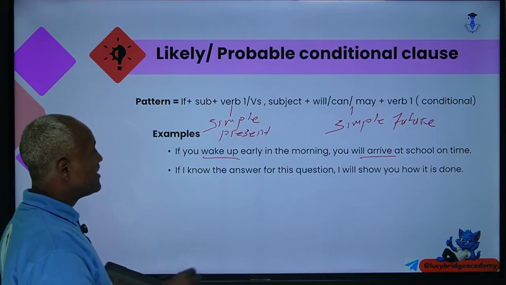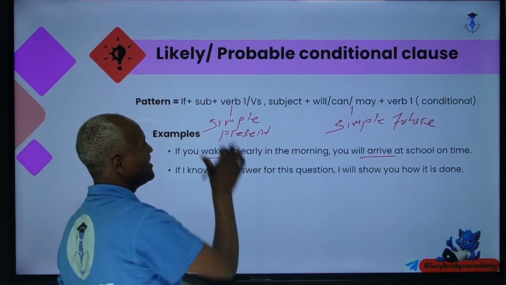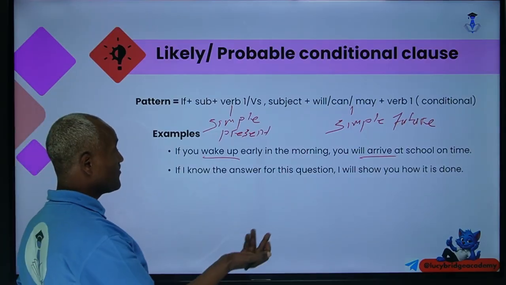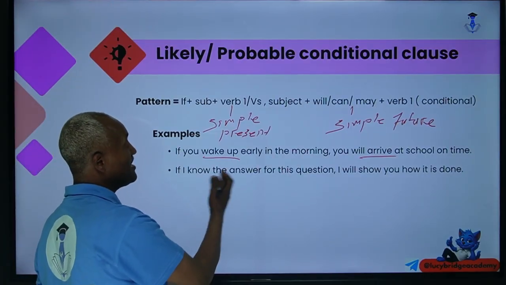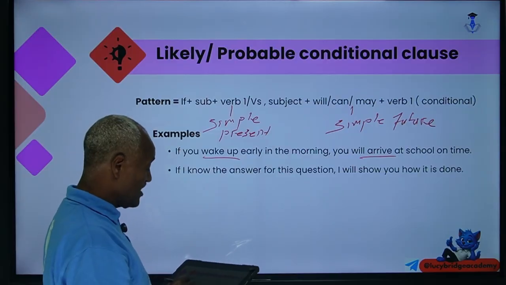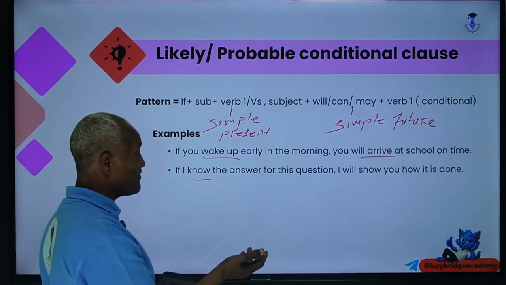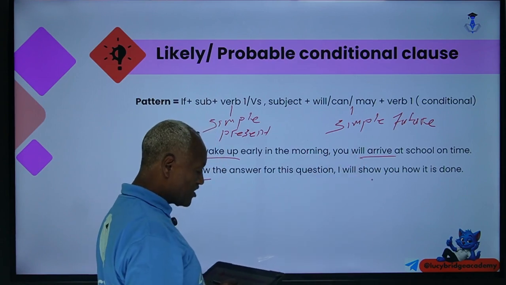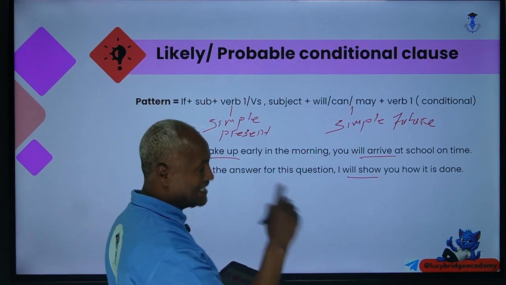The main clause is simple future, and the if clause is simple present tense in the likely, or else probable, conditional clause. Don't forget this one. And then this is the example. If I know the answer for this question, "if I know" is simple present tense, that is verb 1. I will show you how it is done. "I will show you," that is simple future.